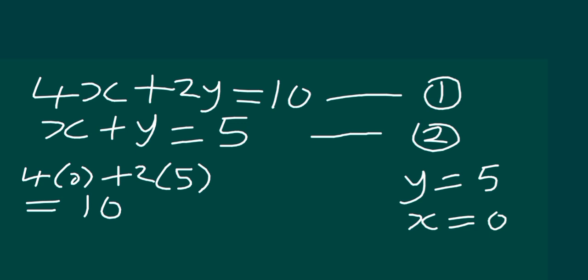And in equation 2, x plus y is equal to 5. Therefore, we have x is 0 plus our y, which is 5, which is equal to 0 plus 5, which is 5. And what we have in the left hand side in equation 2 is equal to what we have in the right hand side in equation 2. Therefore, we know that we are correct, and this is our answer. Y is equal to 5 and x is equal to 0.